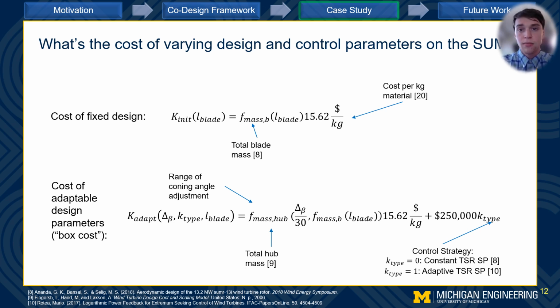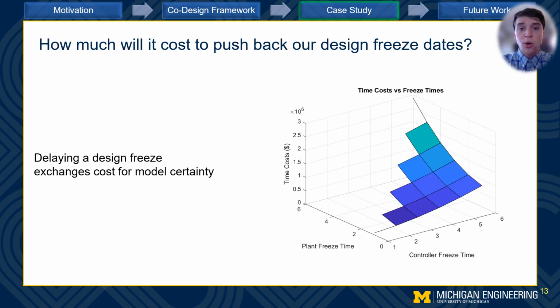The cost of pushing back a design free state is challenging to capture as it's dependent on project-specific logistics and requirements. In this initial case study, the costs varied quadratically with the delay in the controller free state and cubically with the delay in the plant free state. This is done under the practical assumption that the plant free state must occur prior to the controller free state.